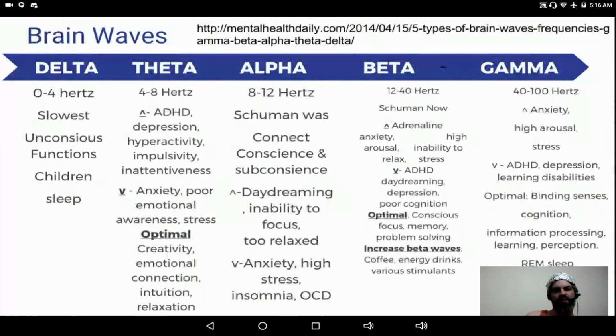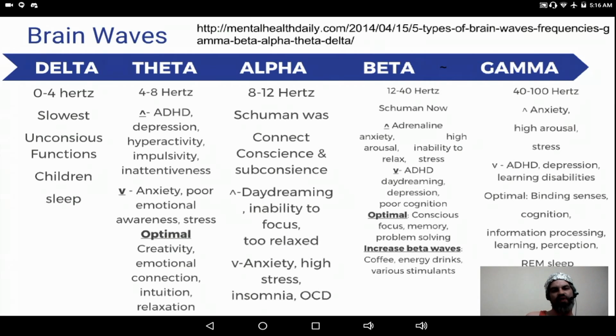So going into brain waves, there are 5 types of brain waves. We have the delta, theta, alpha, beta, and gamma. So let's start with delta. Delta is 0 to 4 hertz. It is the slowest of the brain waves. It usually controls the unconscious functions like breathing and sleeping and all the things we do without thinking about. This is primarily found in infants and children. And like I said, it's mainly to do with sleep. That is the lowest of all the brain waves, lowest activity.